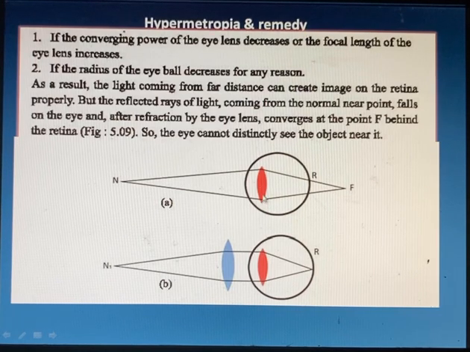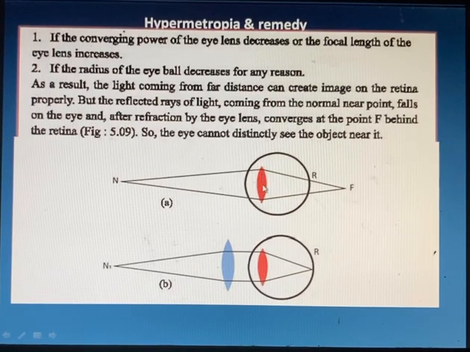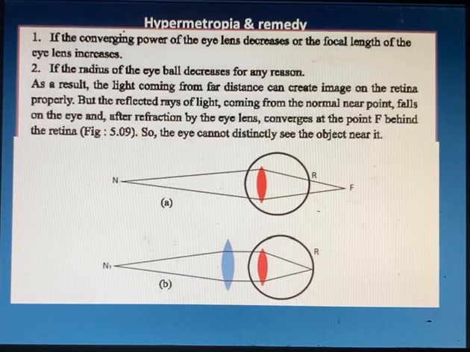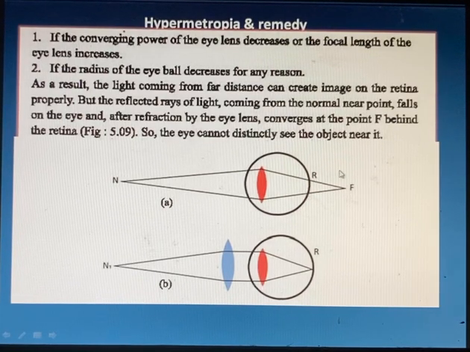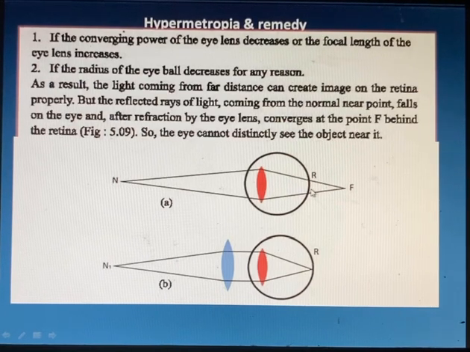Converging power, that means the eye lens is the converging lens. It should converge the light rays to fall on the retina, but you see the power of converging is decreased, and it seems like forming the focus outside or crossing the retina wall. This wall, you see, this one is crossing over there.